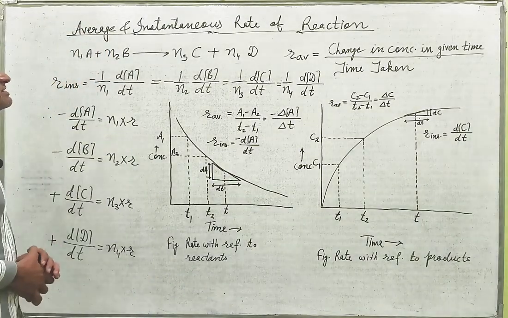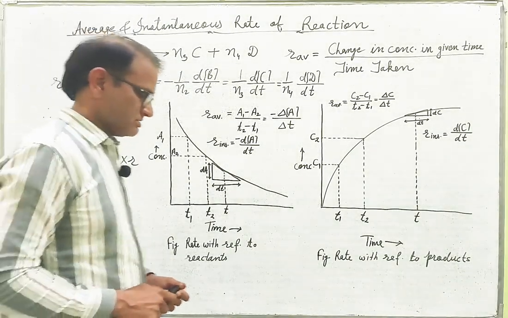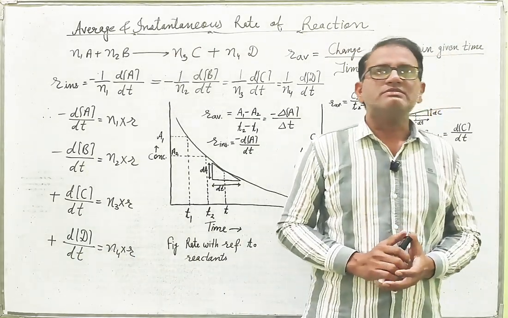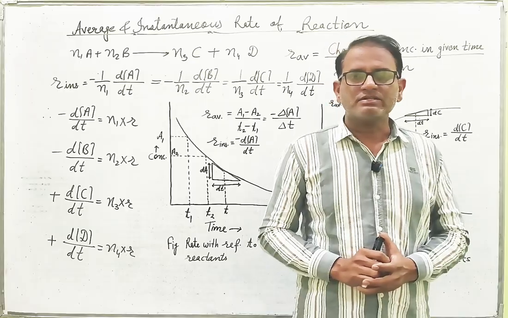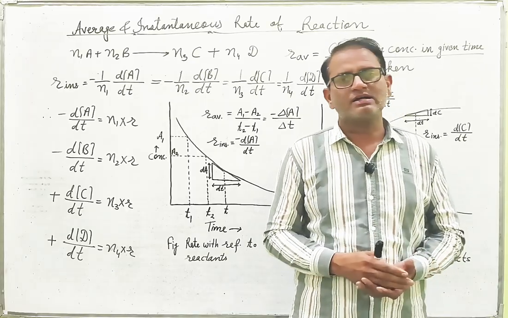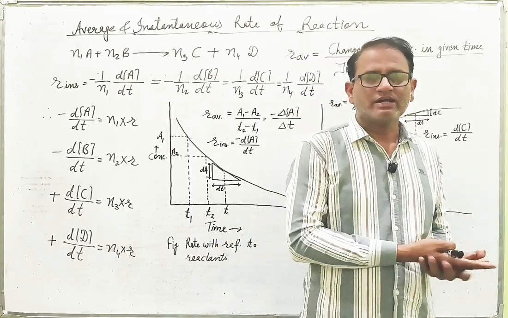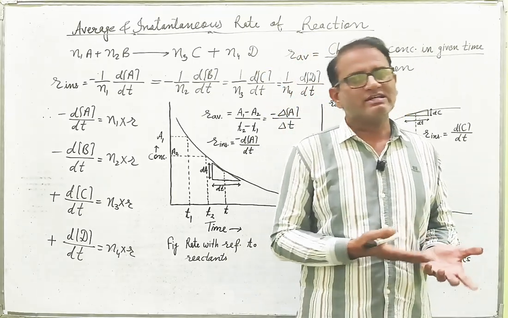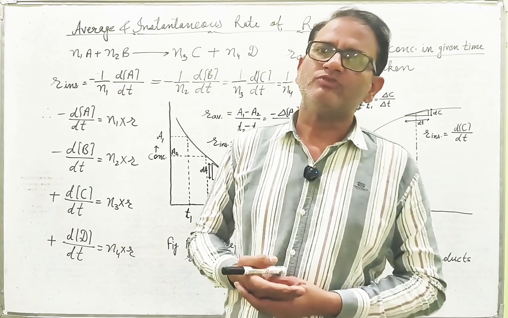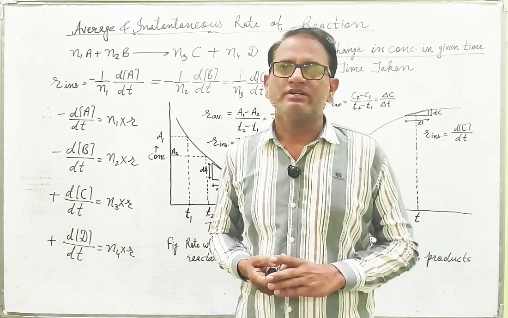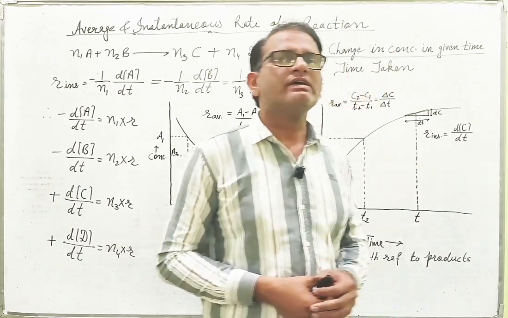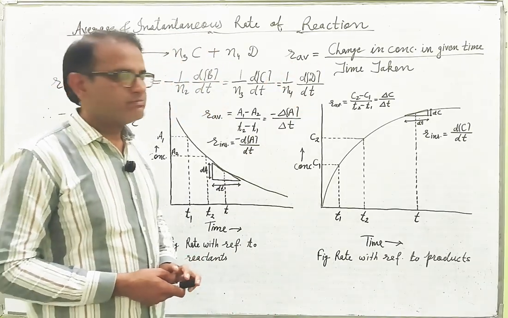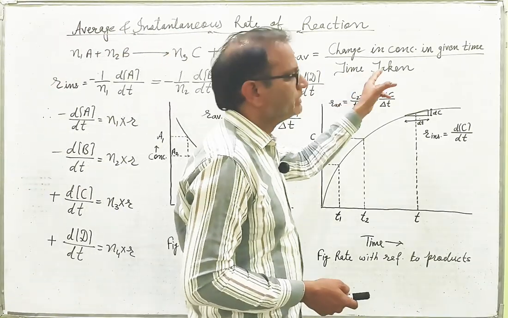Average and instantaneous rate of a reaction. If we are talking about average rate of reaction, then what we say is change in concentration with time is called the average rate of a reaction. The change in concentration may be for a reactant as well as for a product. So that is average rate of a reaction, and it can be calculated like R average is equal to change in concentration in a given time and that time taken.